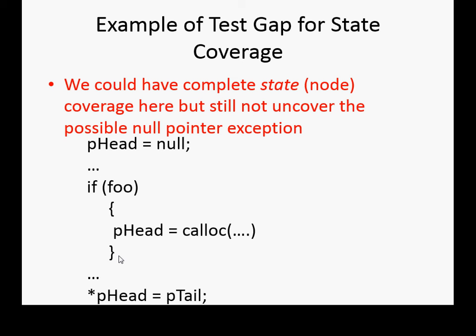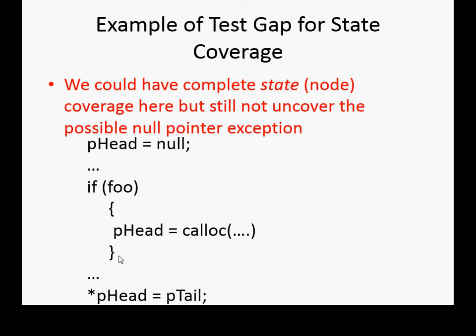Now, what obvious bug are we missing here? What if foo isn't true? Yeah, if foo is not true, then we have a bad situation because we have a null pointer exception. We assign through a null pointer. We're not going to turn that up with state-based coverage. It's going to blithely say, oh, we reached all statements, things are hunky-dory. And they're not.